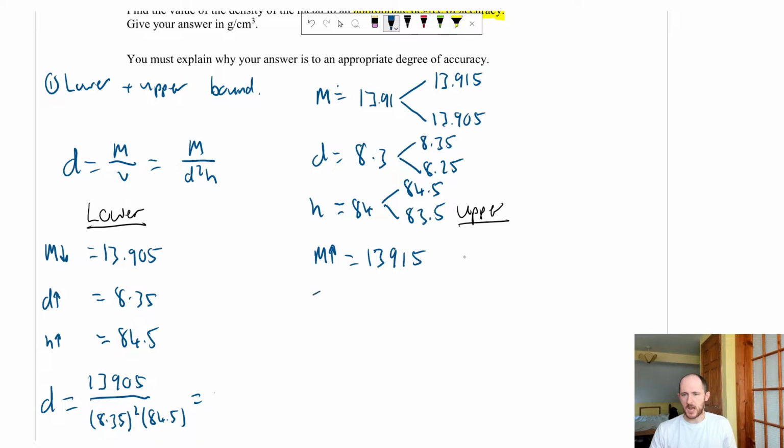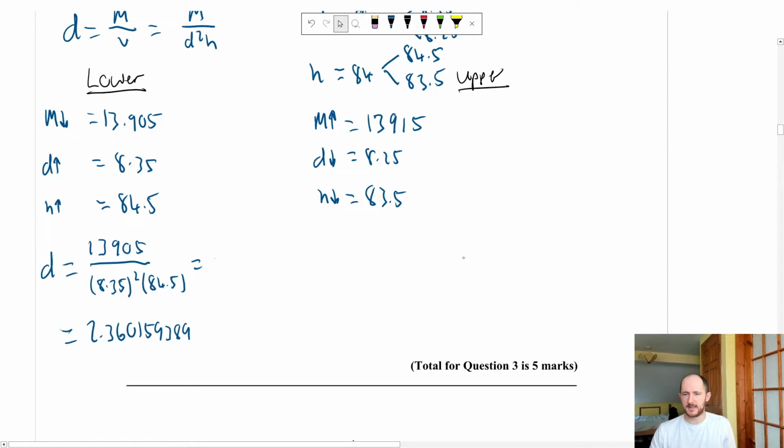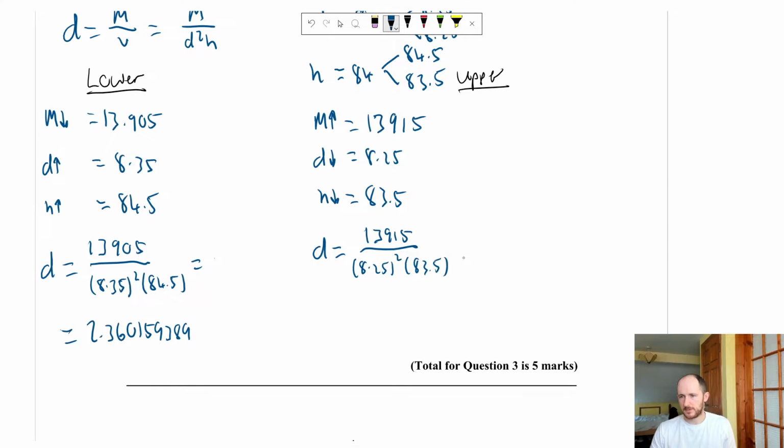We want the lower bound of d because, again, if we make the denominator smaller, it makes the overall number bigger, which is going to be 8.25. We want the lower bound of h for the exact same reason as d, 83.5. Shove that all in a calculator and let's see what we get. 13,915 over 83.5.